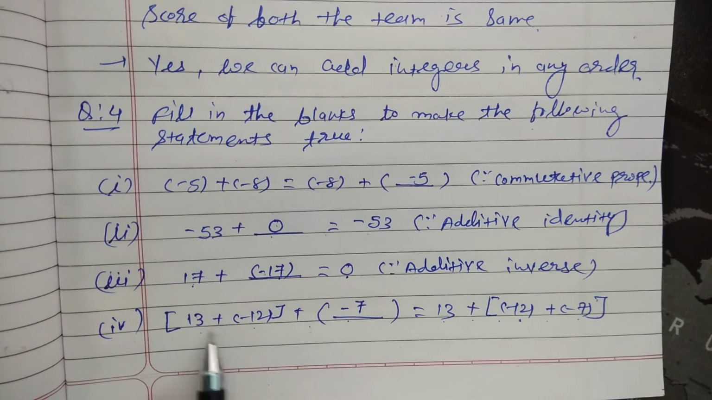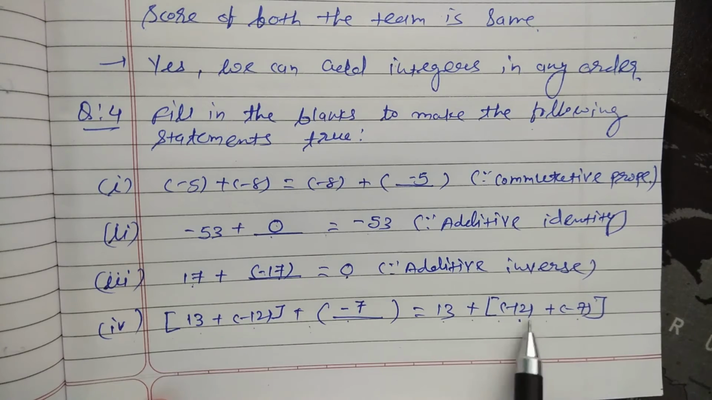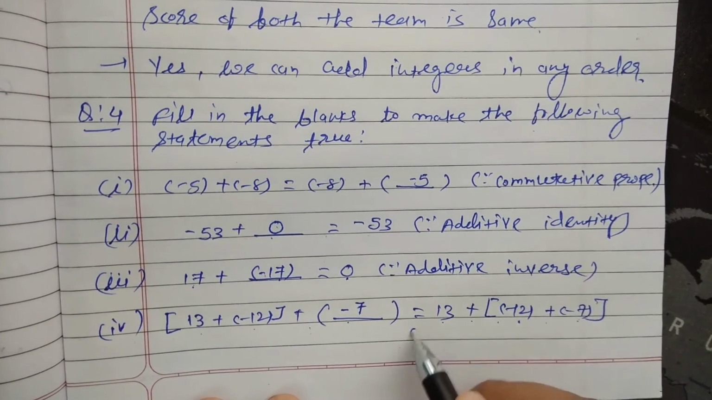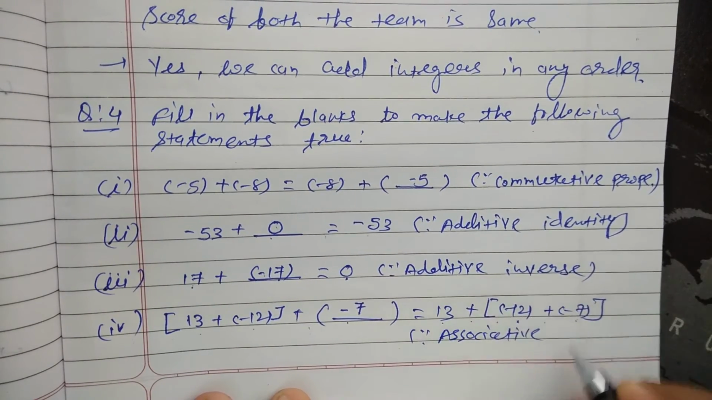So here 13 plus minus 12 plus dash is equal to 13 plus, in the bracket, minus 12 plus minus 7, that means this minus 7 here we can write because of the associative property.